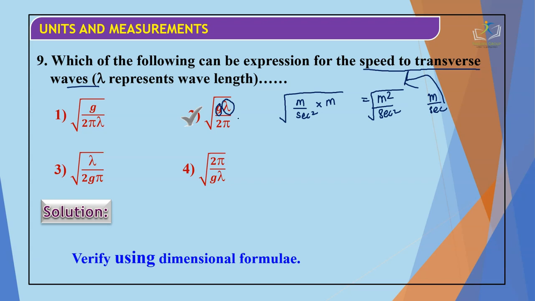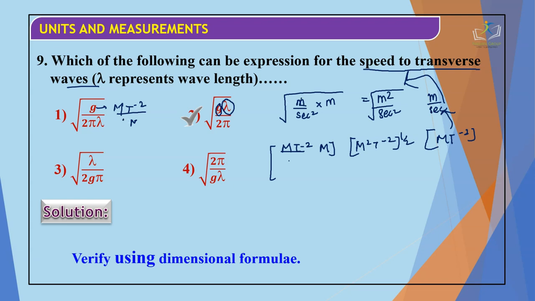Clear? We can do it with the dimensions also. This is MT^-2. Again 2 pi is the thing, and next M. So we got M^2T^-2 with power half, or we get MT^-1, which is the dimensional formula for speed. Otherwise, if you just want to check, that comes like MT^-2 by M by L.